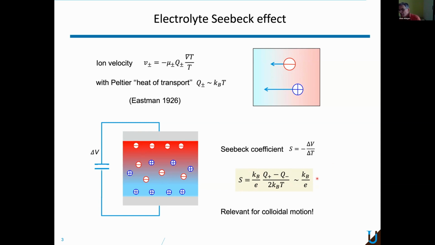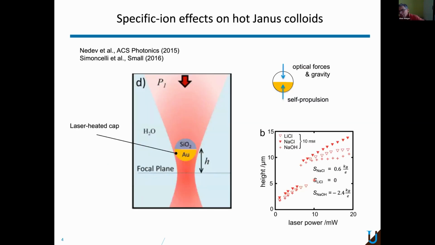And so Kb over E is a natural thing, because all energies will be of the order of kT when you are at some temperature. And so you expect here something of this order. And so this is relevant for colloidal motion in various systems. I give you very briefly a few experiments which have been done.